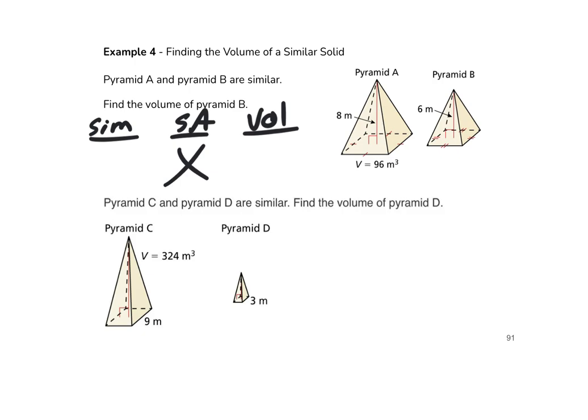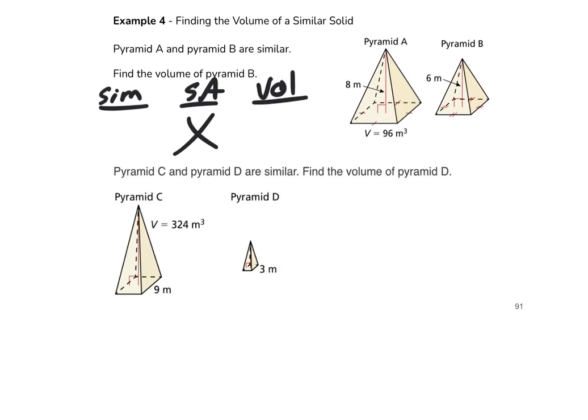Okay, so similarity is the ratio of any 2 sides. It could be radius, diameter, height, length, anything. But we got to compare 2 sides on the 2 figures that match up. So in this case, the only 2 pieces of these pyramids that we know are 8 and 6. So we're going to compare the 2 heights.